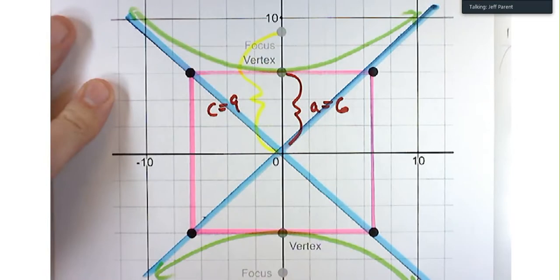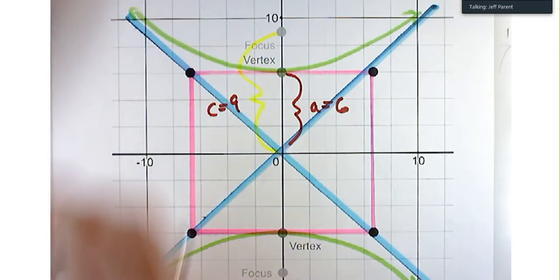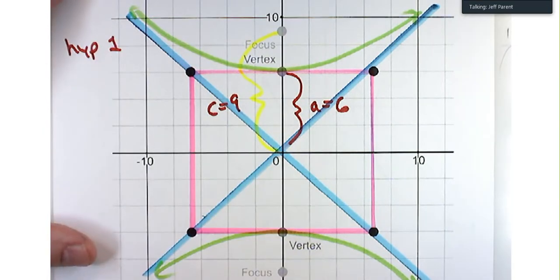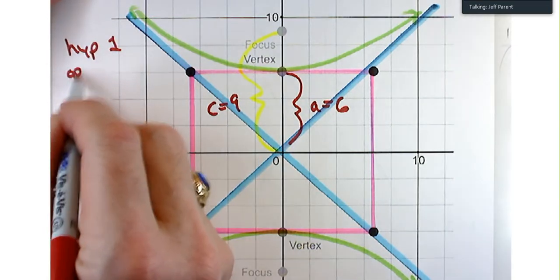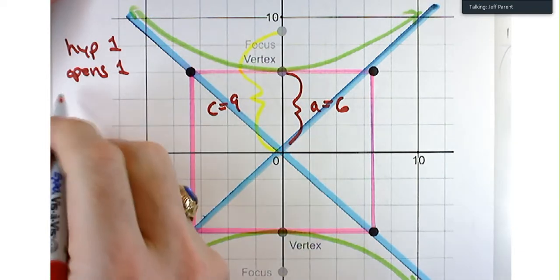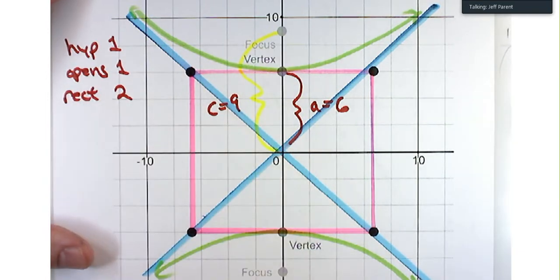Beautiful. Now when I grade your exams, typically speaking, I'll give you a point for recognizing it's a hyperbola versus an ellipse or something like that. Another point for which way it opens. The rectangle is worth at least 2 points.